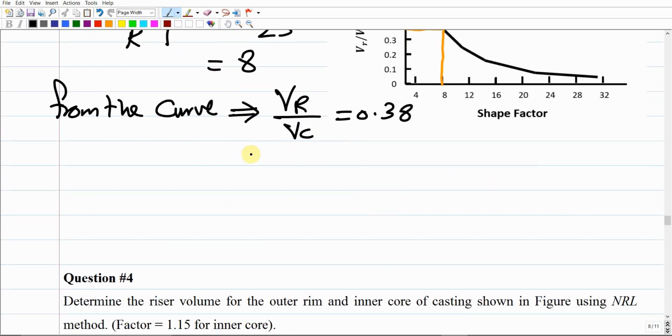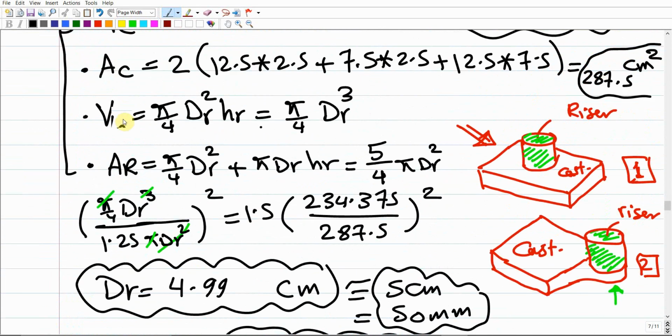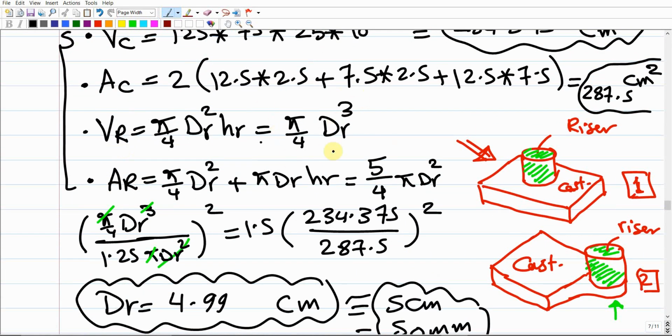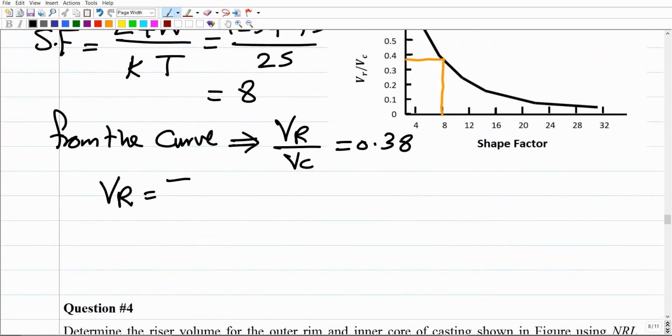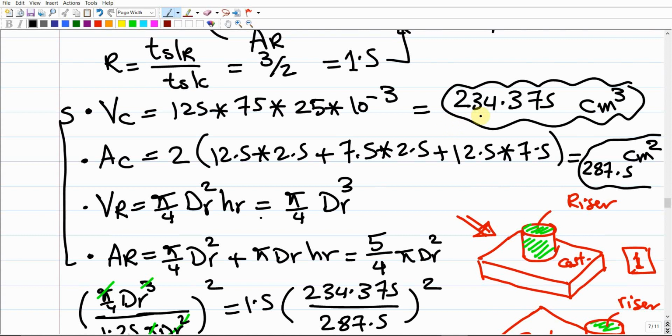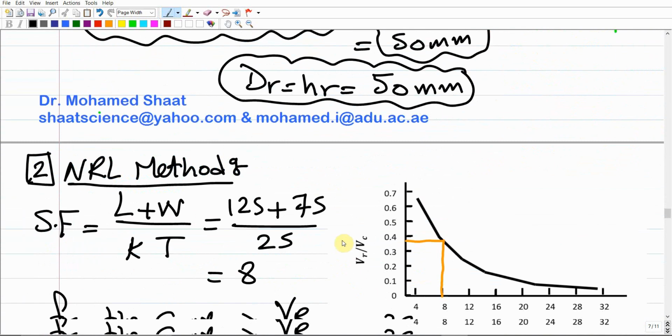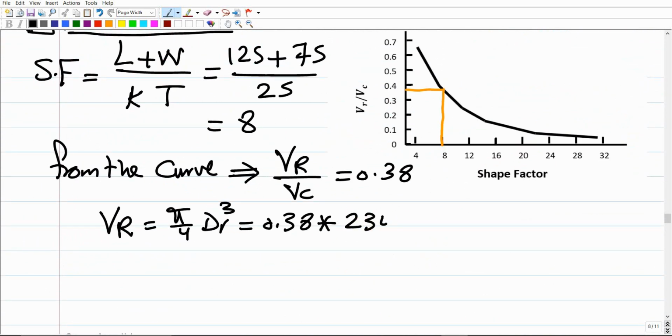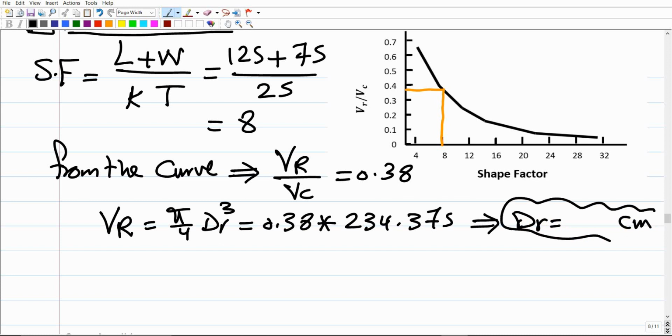Then your objective is just to do the calculation. The volume of the riser, which we already got up there in terms of the diameter as pi over 4 dr cube, should equal 0.38 times the volume of the casting. The volume of the casting we calculated as 234.375. If we do the calculations, we can simply find the diameter of the riser in terms of centimeter from this expression.